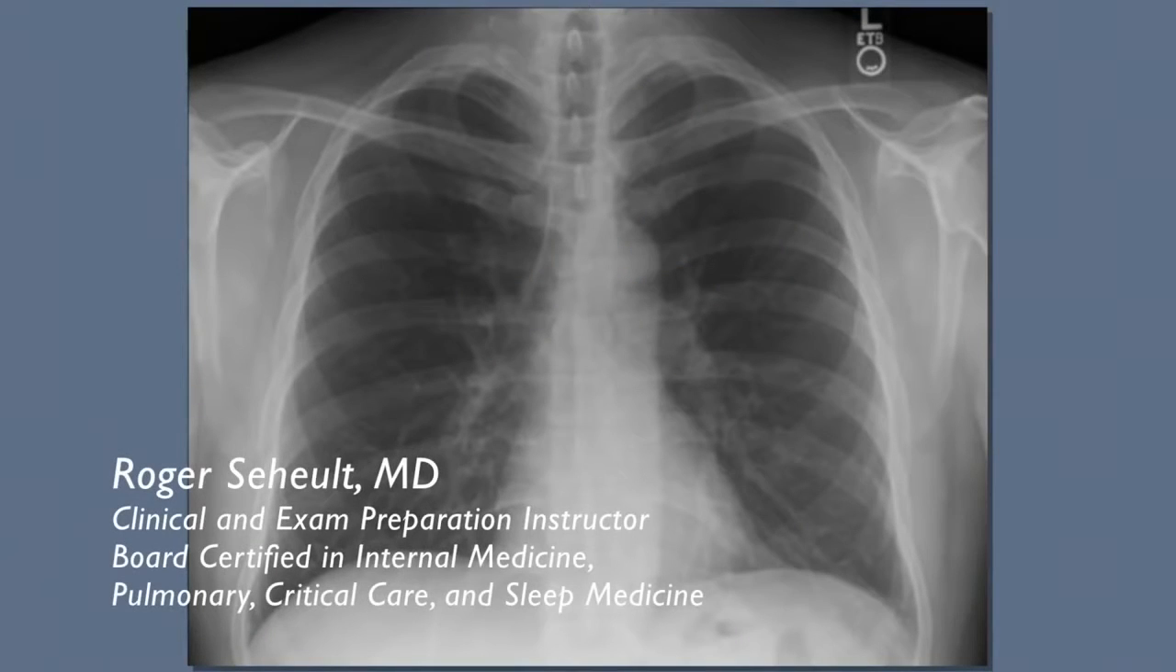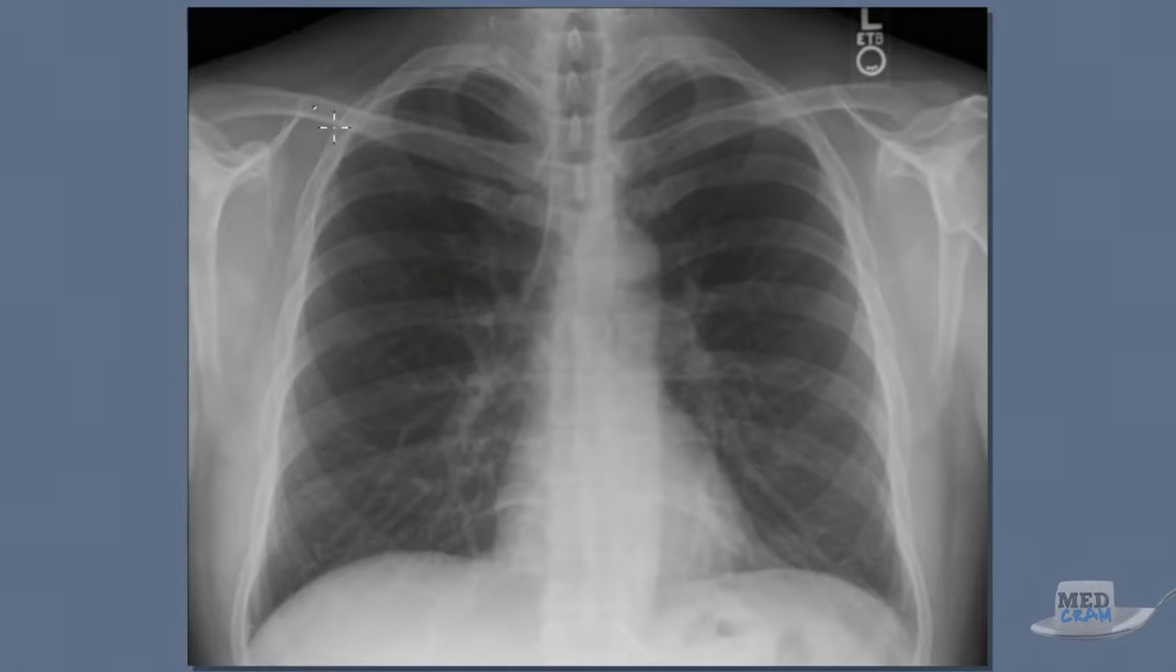Okay, well, welcome to another MEDCRAM lecture. We're going to continue talking about the things that we do in a systematic way to review a chest x-ray. And so the next thing is we've done A and we've done B, and now we're going to move on to C. So for C, we're looking at the cardiac silhouette.